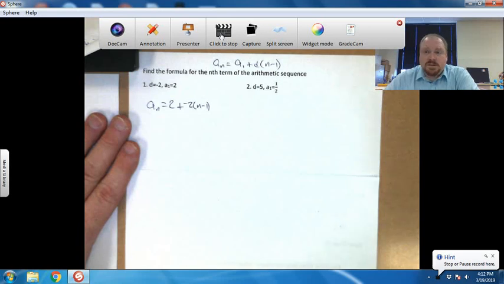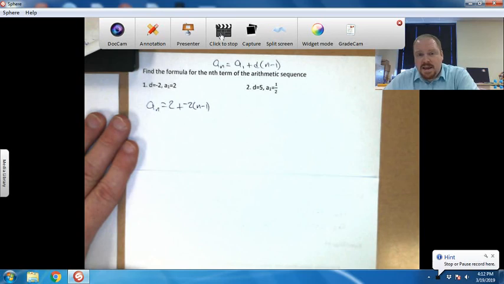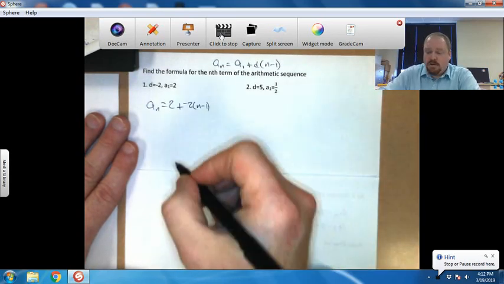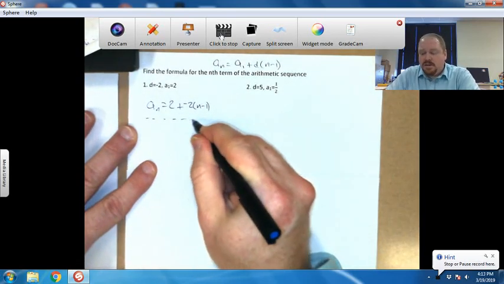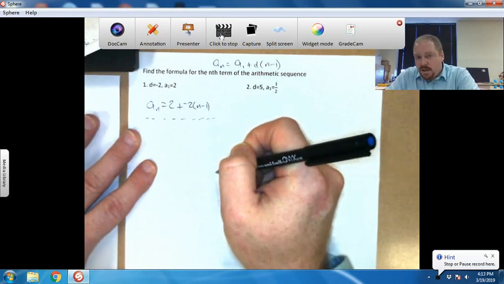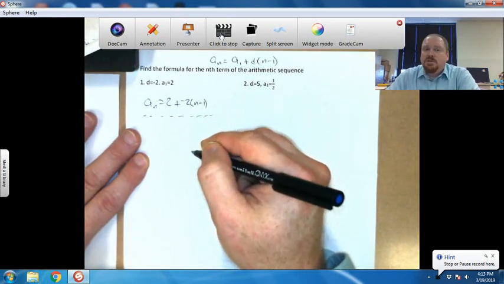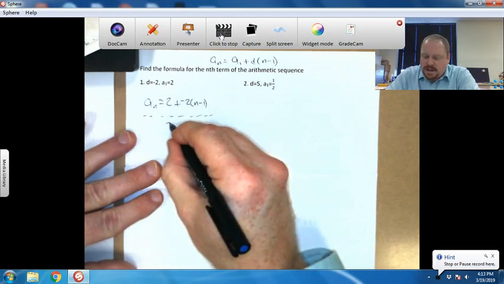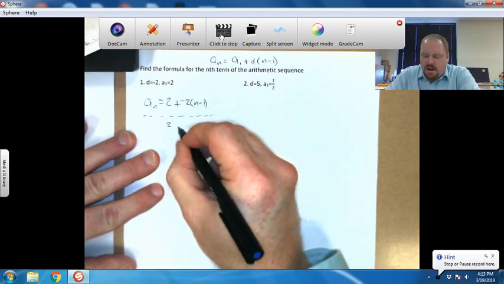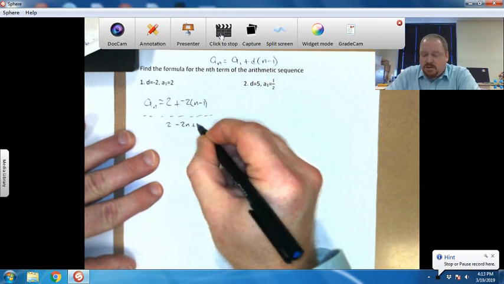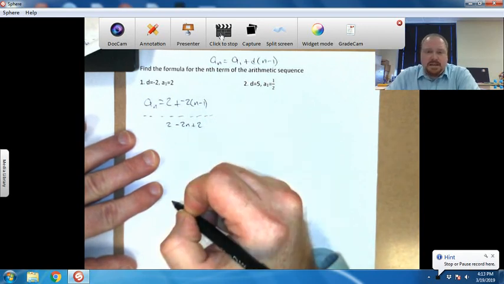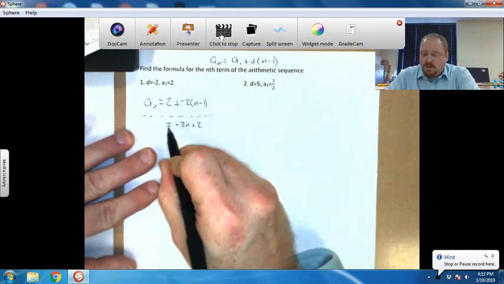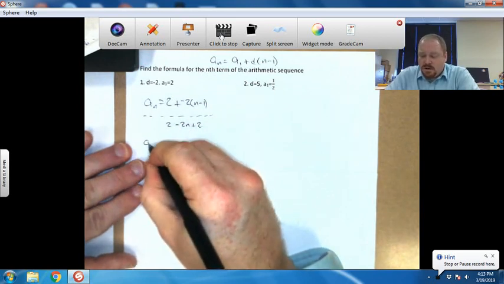Leave your answer like that. Okay? If you wish to distribute that in and clean it up, you're welcome to do so as well. Neither answer is any more right than the other one, but if they ask you to write the simplified equation, then yes, it would be your responsibility to distribute and clean this up. So 2 plus 2 is 4.